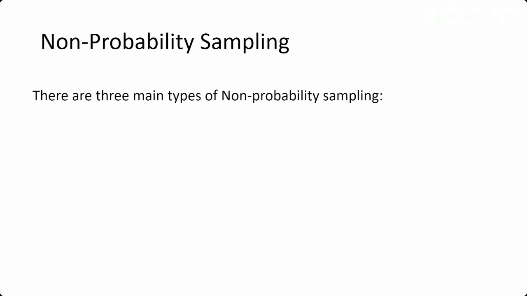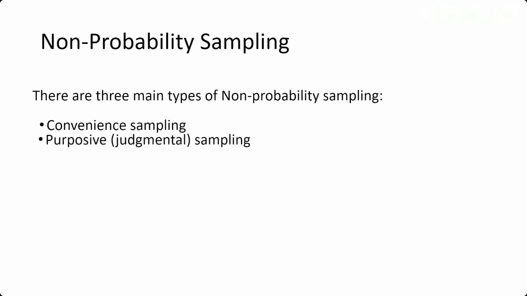We come to the types of non-probability sampling. Under academic research, be it your thesis or dissertation, I would say there are three main types of non-probability sampling. We have convenience sampling, we have purposive sampling, which is also called judgmental sampling, and then we also have snowball sampling.